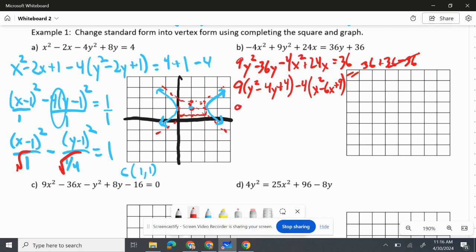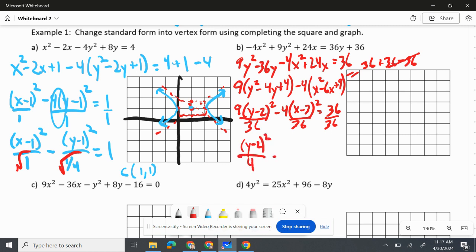So when I factor it, I get 9 times y minus 2 squared minus 4 times x minus 3 squared equals 36. So I'm going to set it equal to 1, so I divide it by 36. And what that gives me is y minus 2 squared over 4, and then x minus 3 squared over 9 equals 1. So the center is going to be 3, 2.